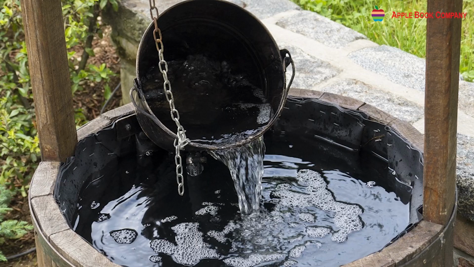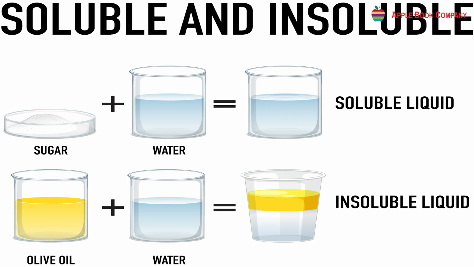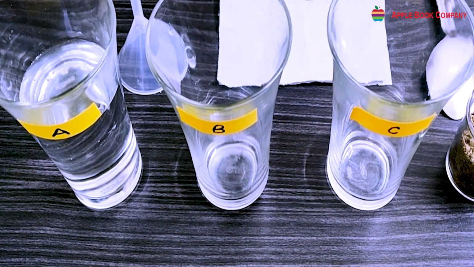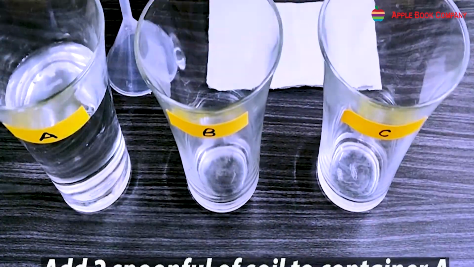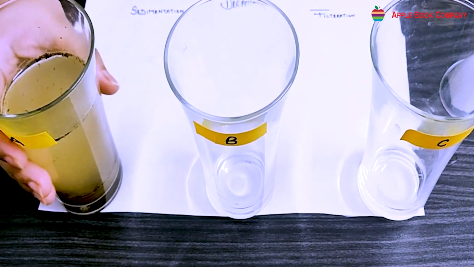Purification of water. Water in wells, rivers, lakes, etc. is impure due to insoluble impurities which can be seen, soluble impurities which cannot be seen, and disease causing germs. We can purify water by boiling, sedimentation and decantation, filtration and chlorination.